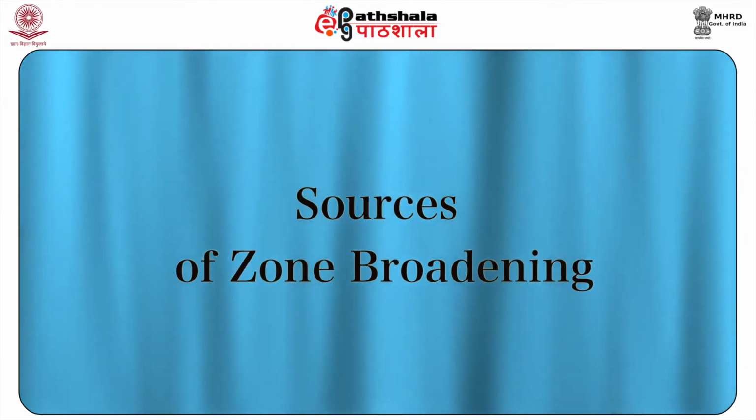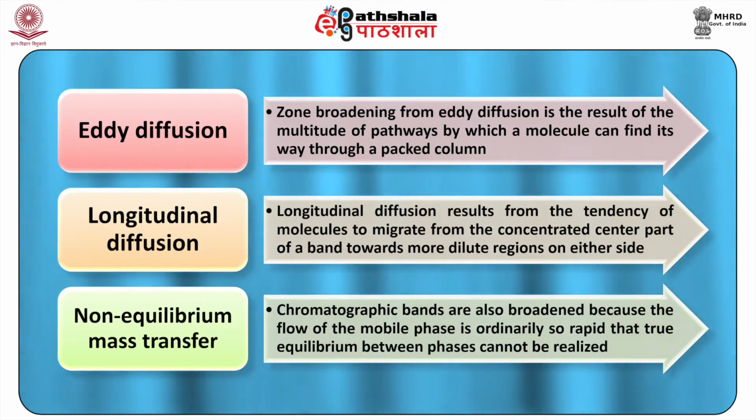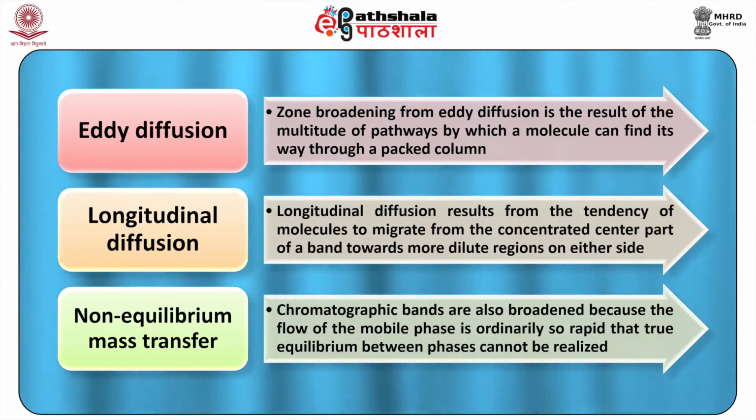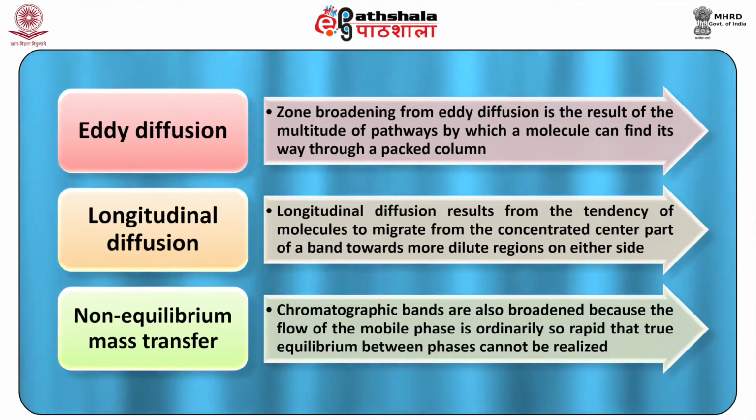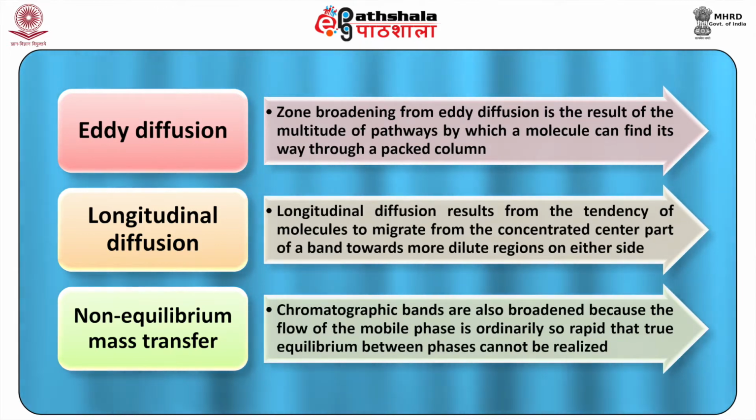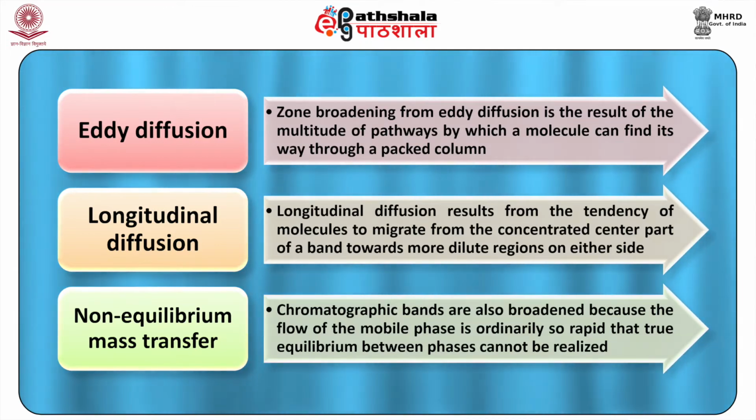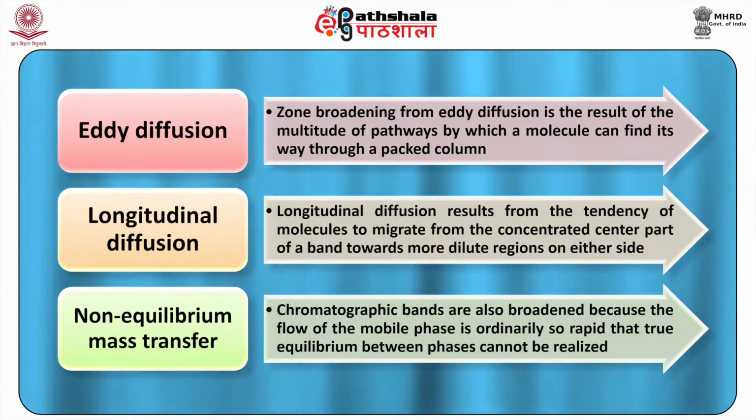Next is sources of zone broadening. Chromatographic peaks are generally broadened by three kinetically controlled processes, that is eddy diffusion, longitudinal diffusion and non-equilibrium mass transfer. First, let us take up eddy diffusion. Zone broadening from eddy diffusion is the result of the multitude of pathways by which a molecule can find its way through a packed column.